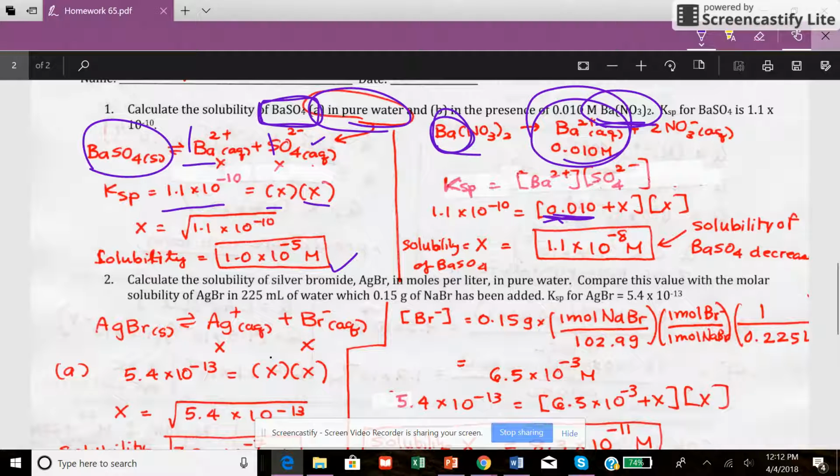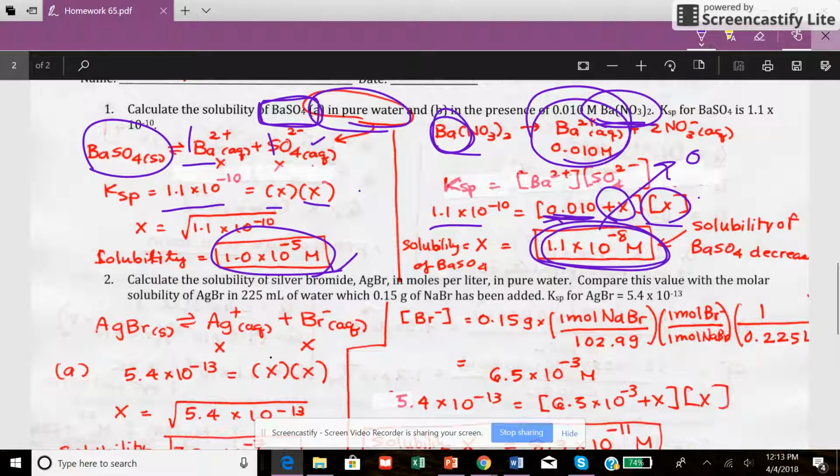So you're going to have X here, and this is X. Of course, this X is going to be less than the other X. Now let's solve for the solubility of barium sulfate in the solution that already has barium ion in it. We can assume this X is very small because the Ksp is very small, so it is assumed to be equal to 0. Now solve for X: it's the Ksp divided by 0.01. You can see that the solubility of barium sulfate is very, very small compared to when barium sulfate dissolves in pure water.